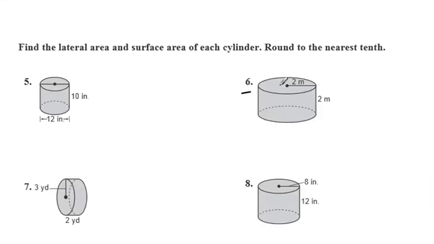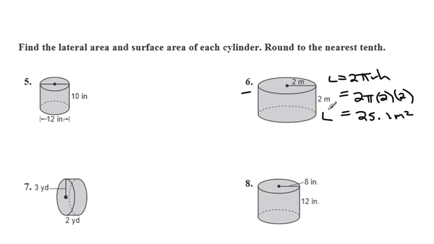Number 6, to find the lateral area and surface area of a cylinder. The lateral area is 2 times pi times the radius times the height. So 2 times pi times 2 times 2 gives me a total of 25.1 meters squared. That's my lateral area.